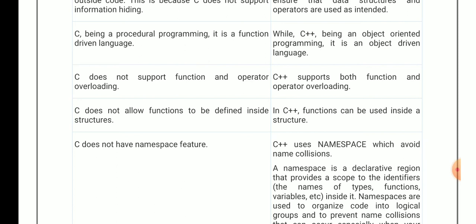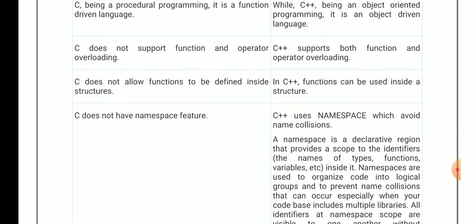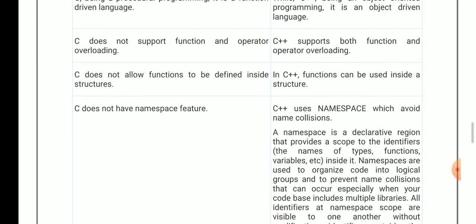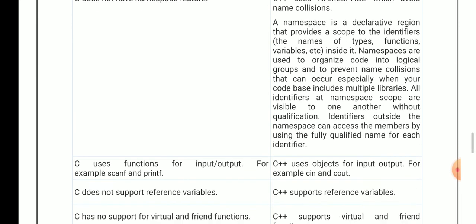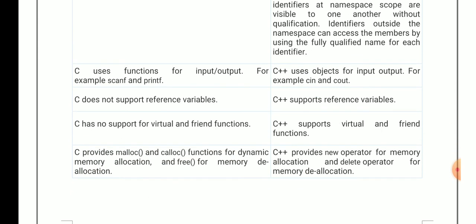There is no function and operator overloading in C language, but there is function and operator overloading in C++. There is no namespace feature in C, but there is a namespace feature in C++. In C there is no virtual and friend function, but in C++ there are virtual and friend functions. There is no reference variable in C language, but in C++ there is a reference variable.